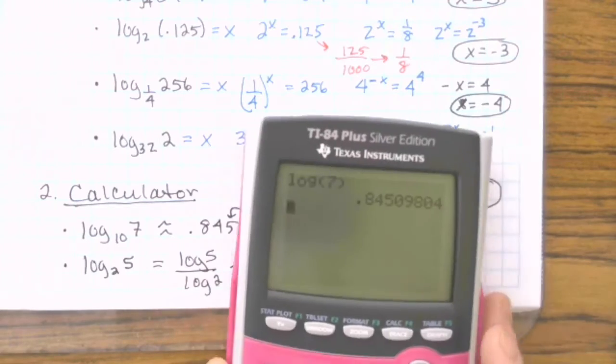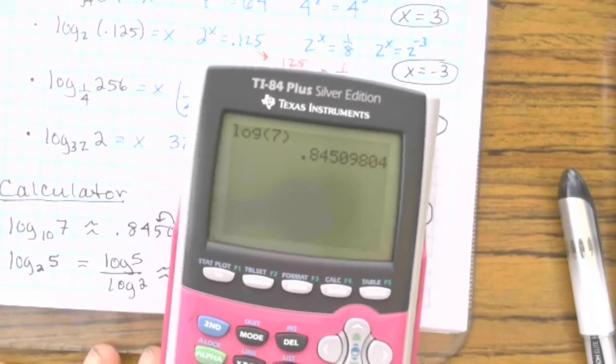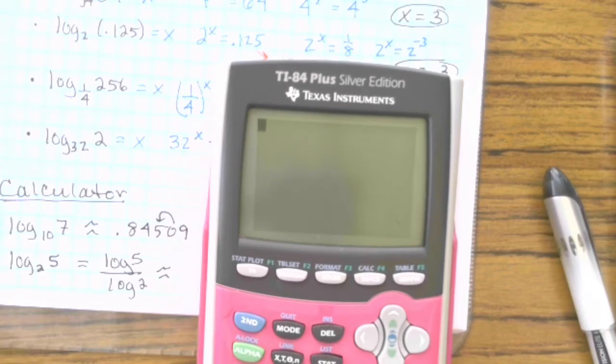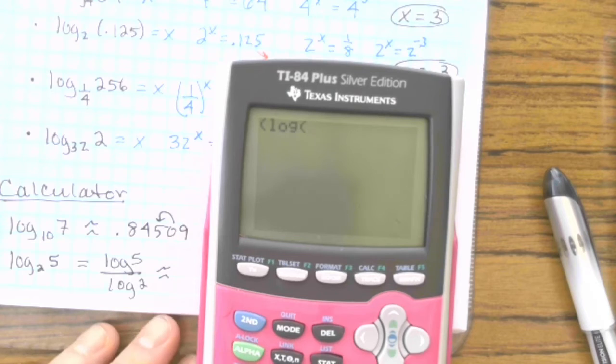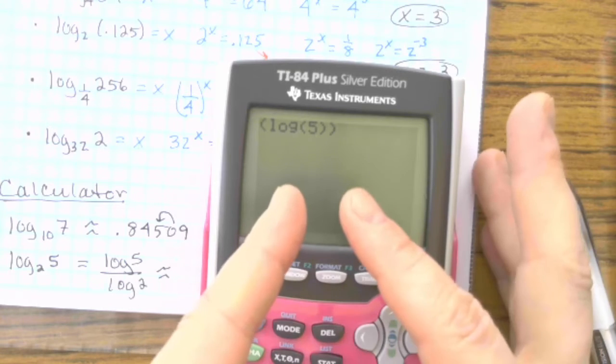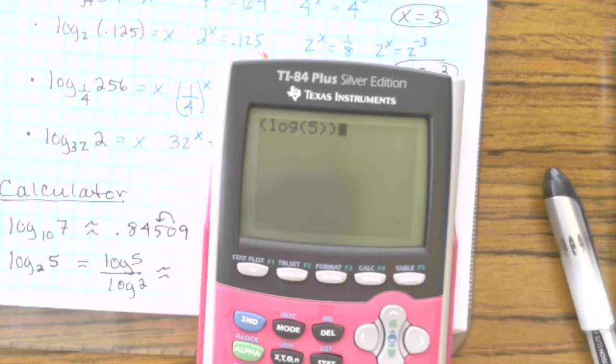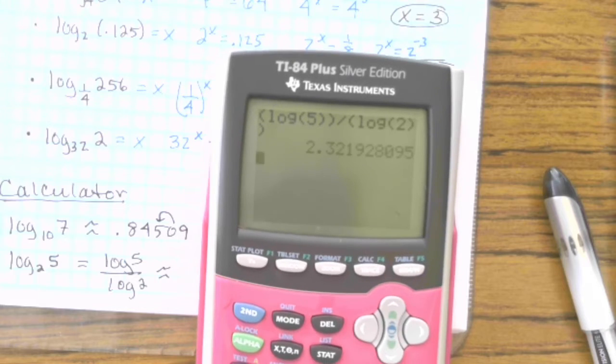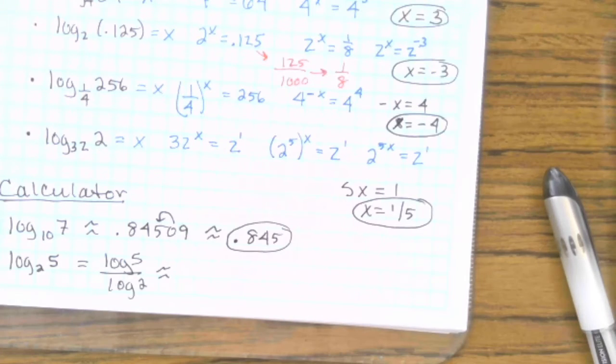Now when you do log over log, make sure that you put parentheses around the top log and parentheses around the bottom. So left parentheses, log of 5, close the argument, and then a parentheses to close the top. So there's 2 parentheses around the argument and 2 around the entire log. Divided by left parentheses, log of 2, close the argument, close the bottom. So lots of parentheses in this. And that's 2.32192.